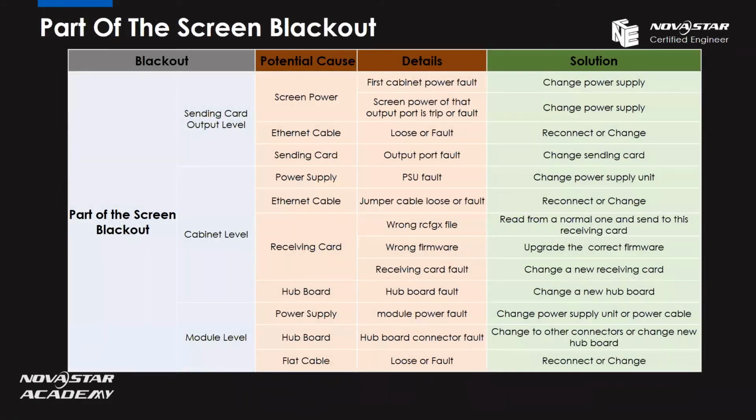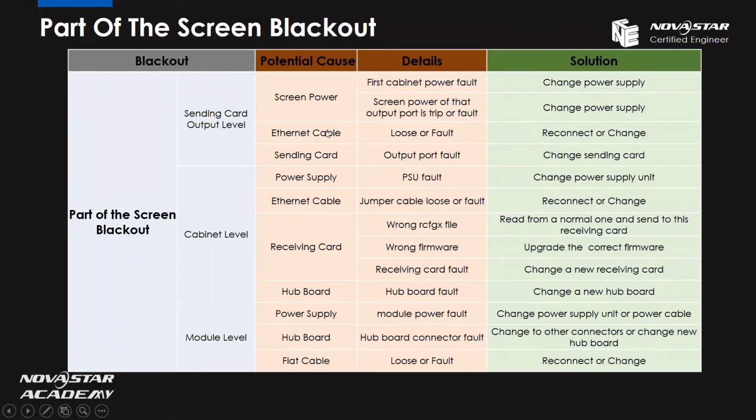Okay, now let's talk about the partial screen blackout issue. This issue can be divided into 3 situations: the sending card output level, the cabinet level, and the module level. So for the sending card output level, we need to check the screen power. If the first cabinet power is faulty, or the screen power of that output port is tripped or faulty, in these 2 cases we need to change the power supply.